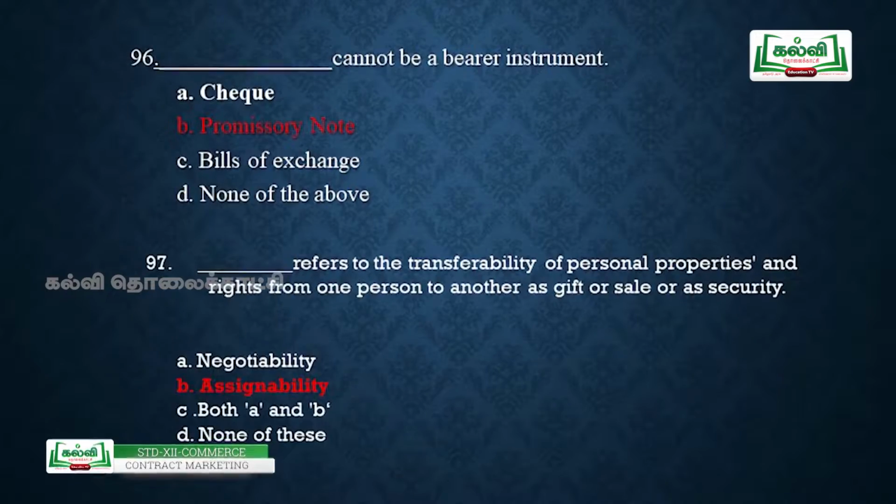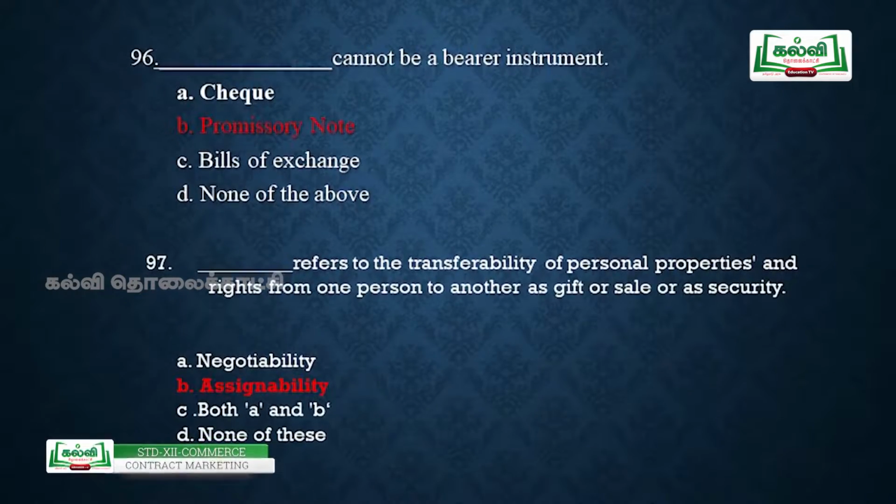The next one, 96: dash cannot be a bearer instrument. Option A we have cheque, we all know cheque, a bearer instrument. Then next, promissory note, we know promissory note. Next one, bills of exchange, and none of the above. So, option B is the correct answer.